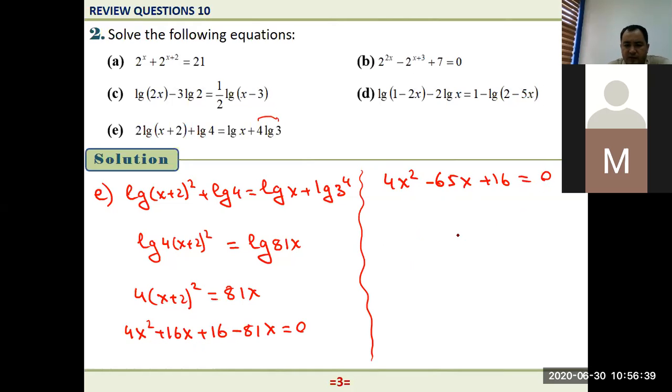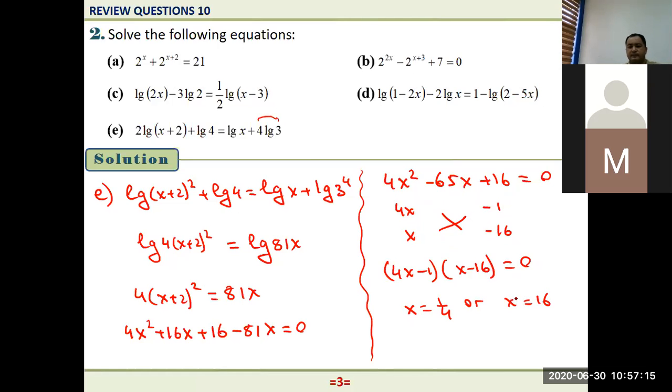I think we can solve this by factorization, right? 4x times x. This one is 1 times 16. So let's put minus, minus. Cross multiply: 4 times minus 16 is minus 64, minus 1. The sum is minus 65, right? 4x times x is 4x squared. Negative 1 times negative 16 is positive 16. So we can write it as 4x minus 1 times x minus 16 equals 0. From here, x equals 1 over 4 or x equals 16.